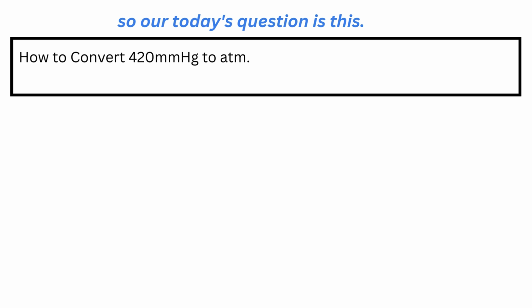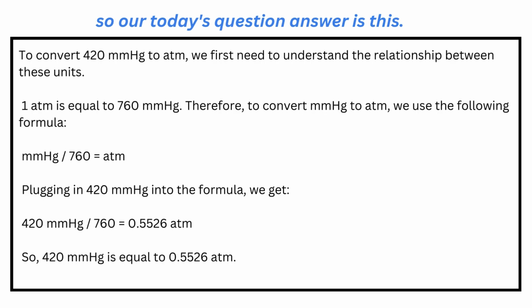Convert 420 mm Hg to atm. The correct answer is: to convert 420 mm Hg to atm, we first need to understand the relationship between these units. 1 atm is equal to 760 mm Hg. Therefore, to convert mm Hg to atm, we use the following formula: mm Hg divided by 760 equals atm.